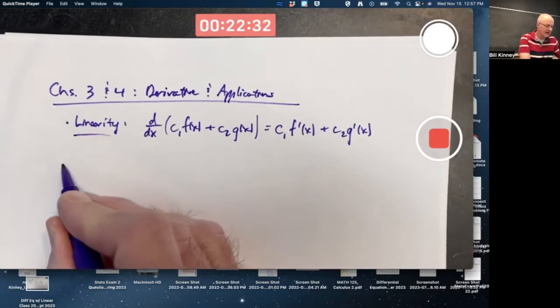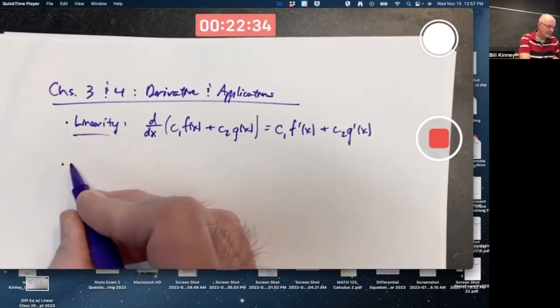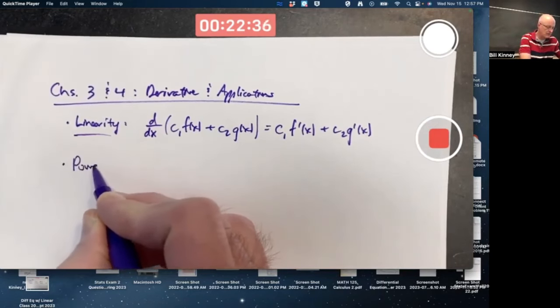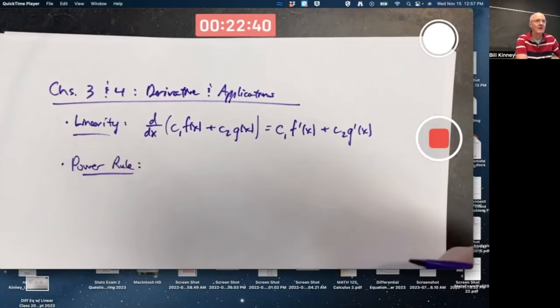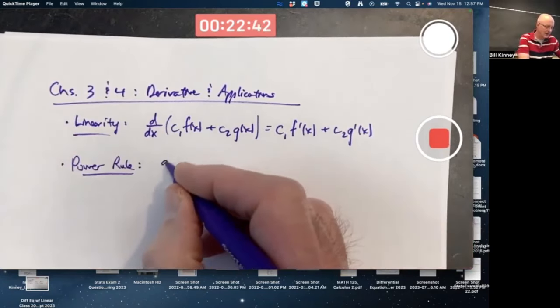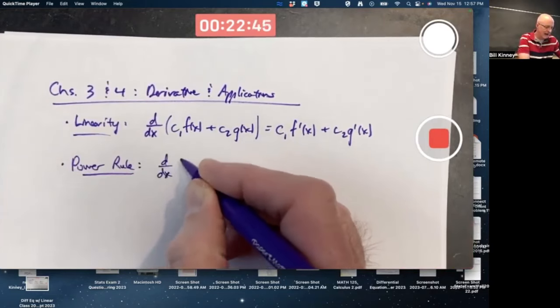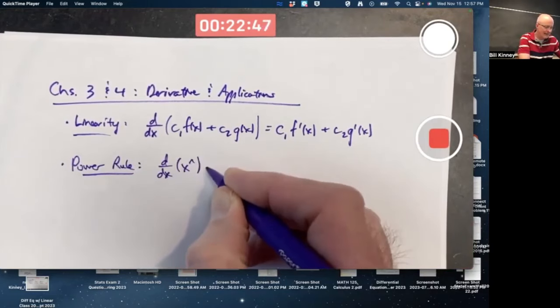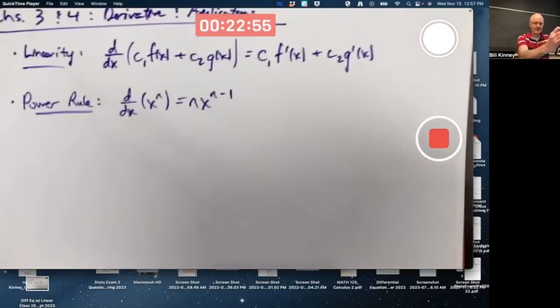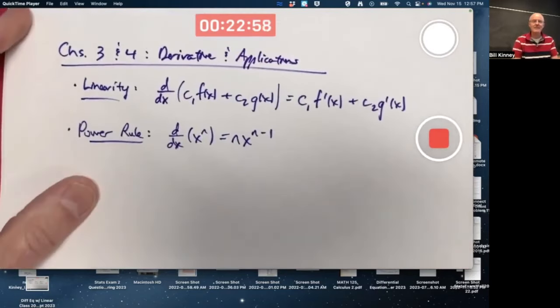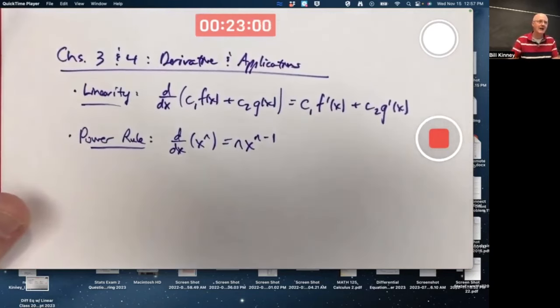We also had, well, technically in chapter 2, we had the power rule, but I'll include it here in chapter 3 as well: the derivative of x to the n power is n times x to the n minus 1 power, and that works no matter what n is, including if n is something strange like pi or even e.